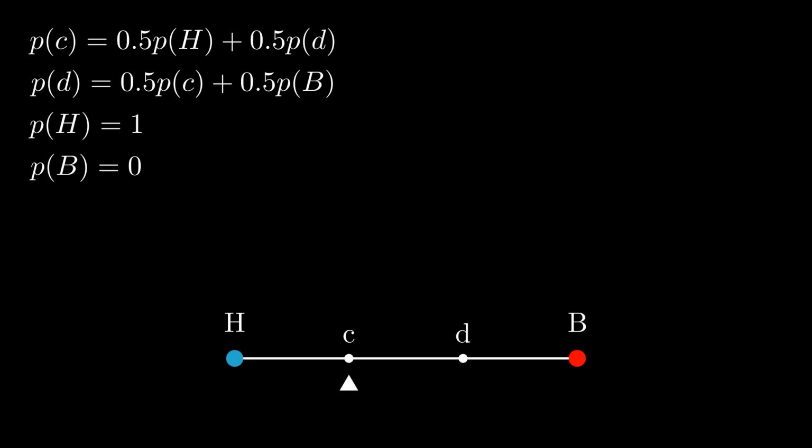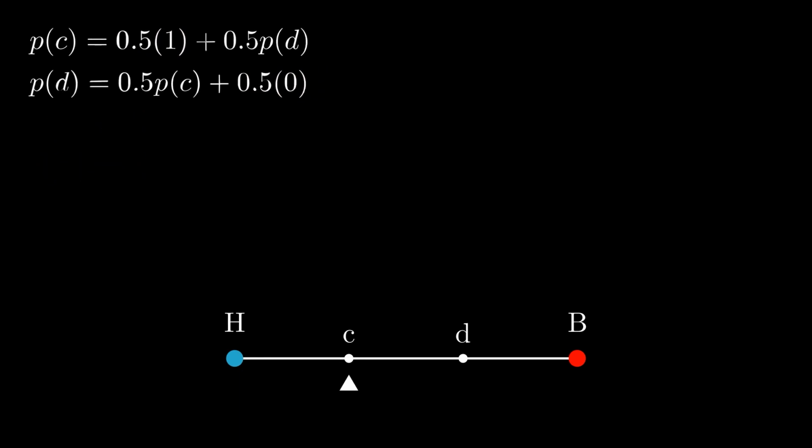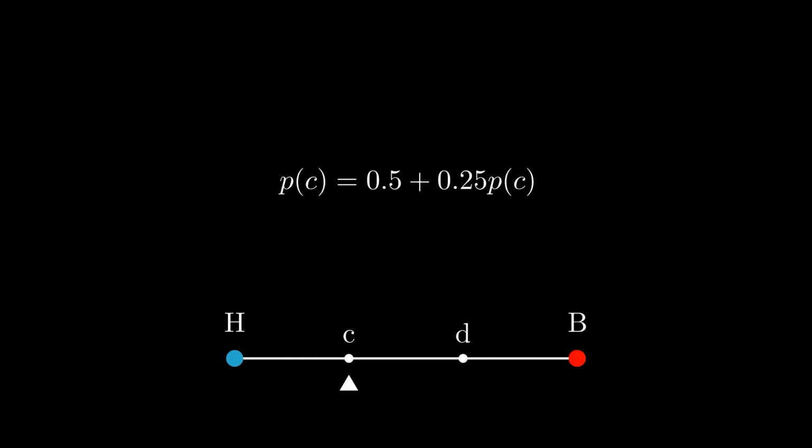You might notice that P of C is now in terms of P of H, and P of D is in terms of P of B, both of which we know. So let's substitute those values with what we know them to be. After simplifying, what we're left with looks like a pretty simple set of two simultaneous equations. Plugging the second equation into the first leaves us with this, which we can once again simplify until eventually we arrive at this.